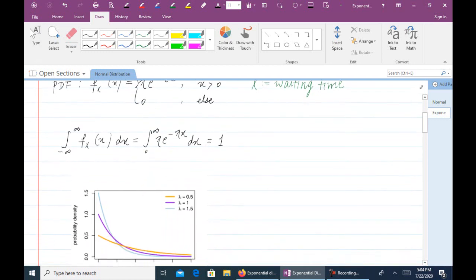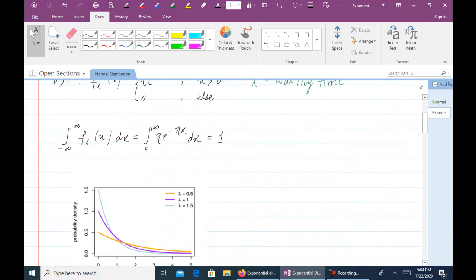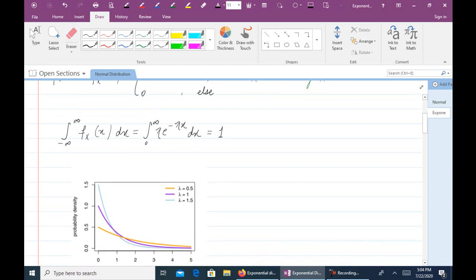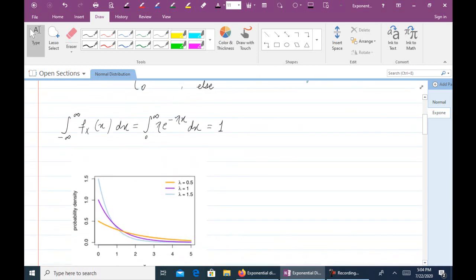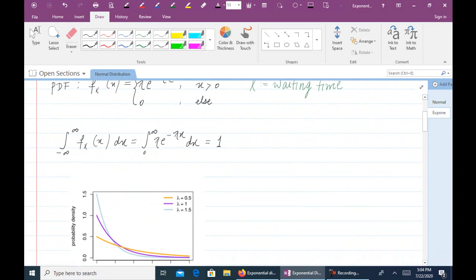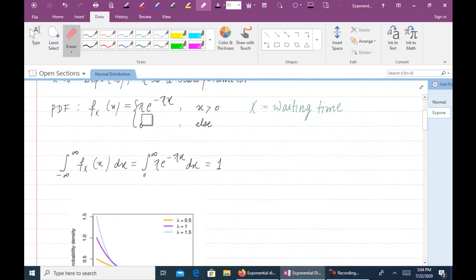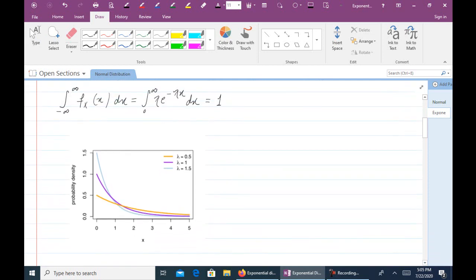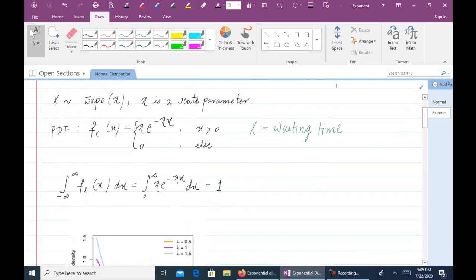And here are 3 graphs of the density function for 3 different values of the parameter lambda. If you look at the density function, lambda e to the minus lambda x, lambda is a constant here, so e to the minus lambda x, we know it's a decreasing function like this. Okay, so that's the PDF of the exponential distribution.